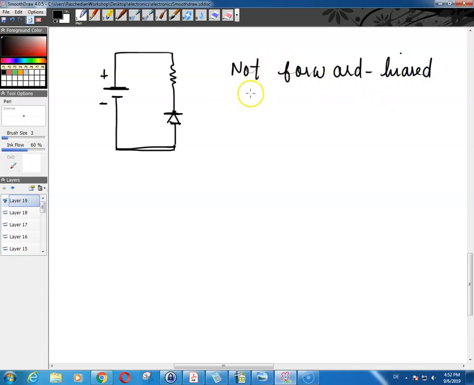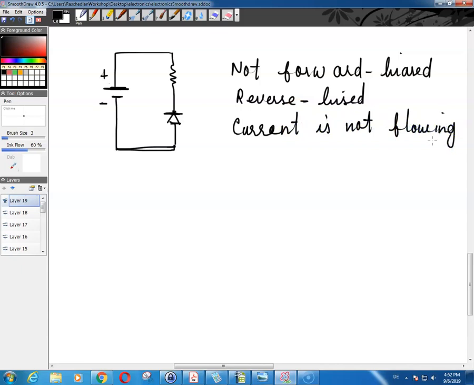Technically we say that it's reverse biased. And in this orientation, the current is not flowing. Meaning that technically you can say that the cathode is connected to a higher voltage than the anode, basically. And basically it's called reverse bias, as we mentioned here.